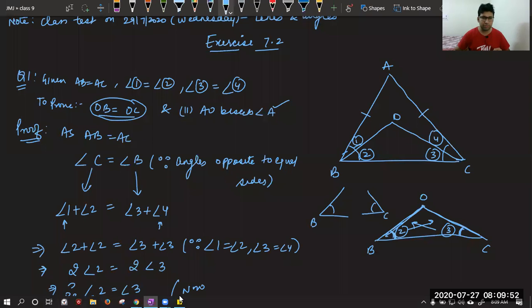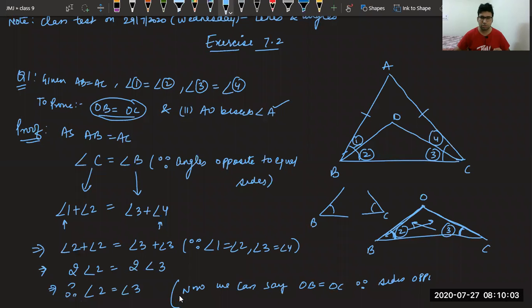Now we can say OB equal to OC, because sides opposite to equal angles are equal. All of you, till this point, any issue? We wanted to prove OB equal to OC. I proved 2 equal to 3 and the sides opposite to equal angles are equal.